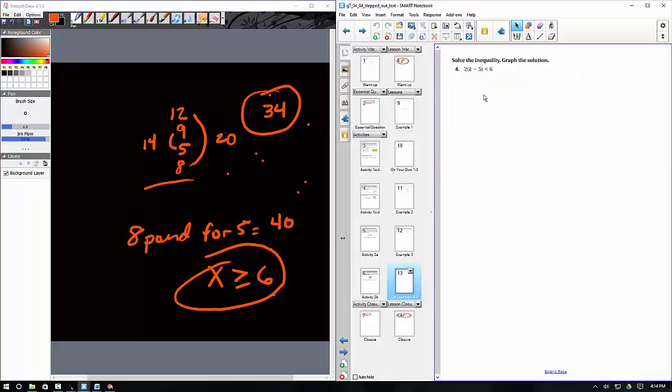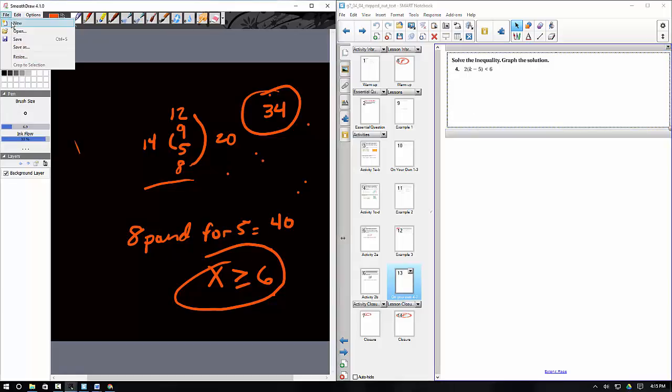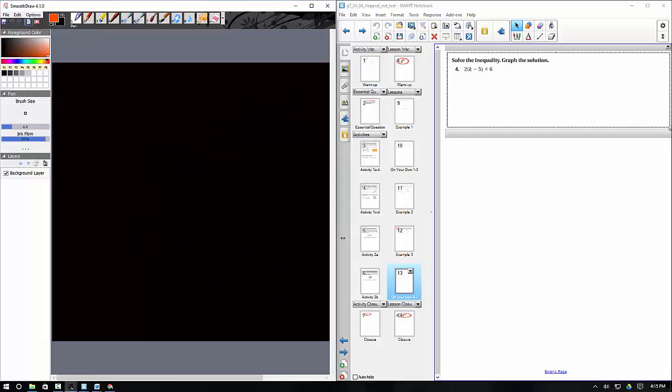So here's the last one I want you to do. It just says solve and graph this inequality. So all that I'm doing is I'm first of all going through and I'm just distributing. And I'll just write down the answer so that way we can move on. So this one here would just be if I have 2 and then k minus 5 is less than 6.